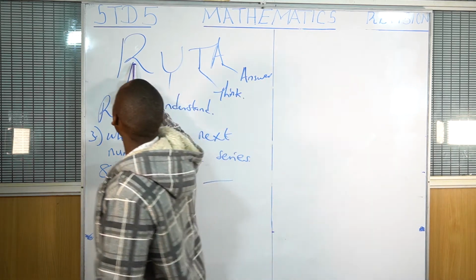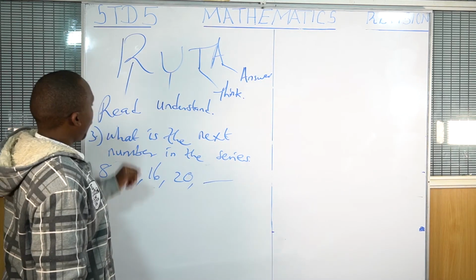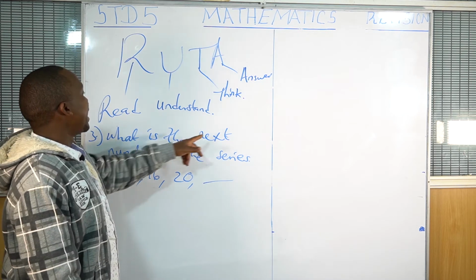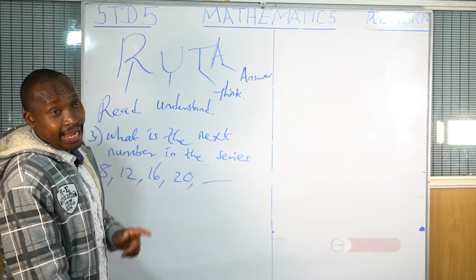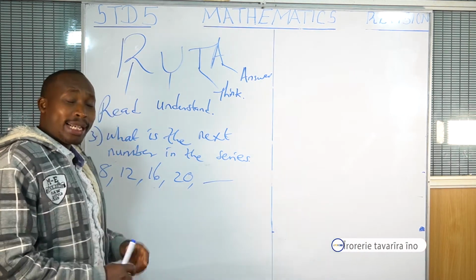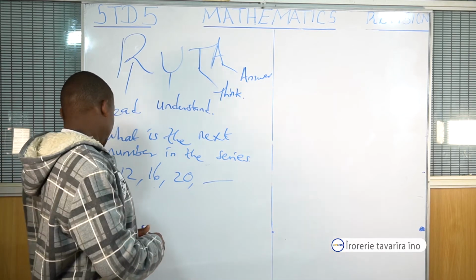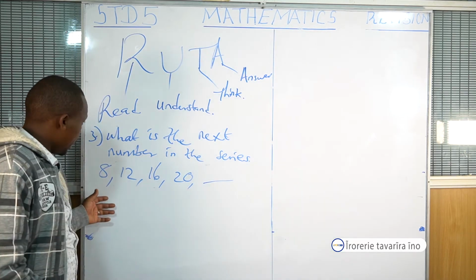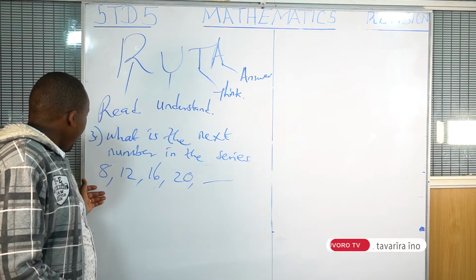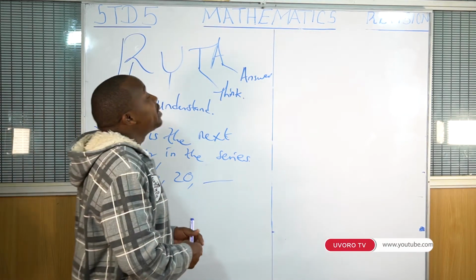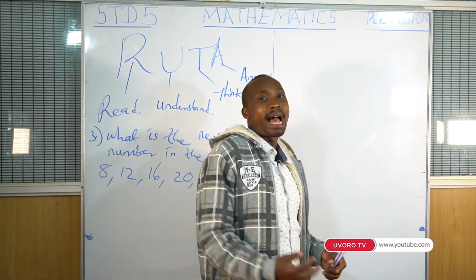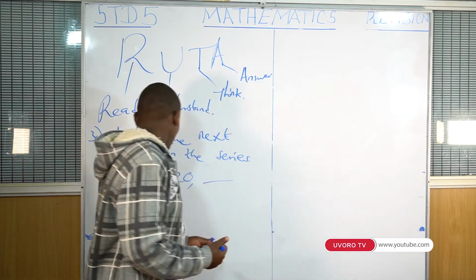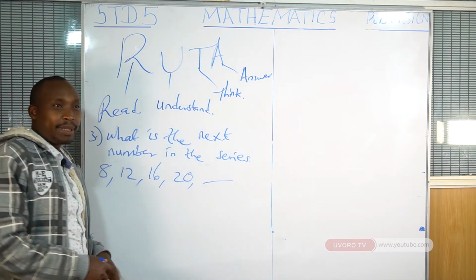Go back to our rule. That was RUTA. R for reading: what is the next number in the series? U for understanding. Now, I want you to tell me, from 8 to 12, what have we added? What have we added to 8 so that it can become 12?